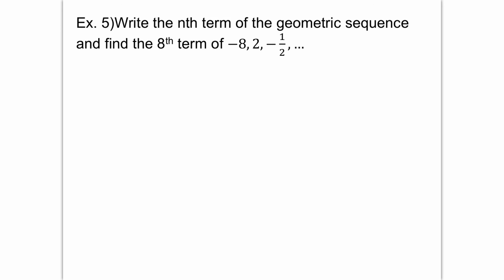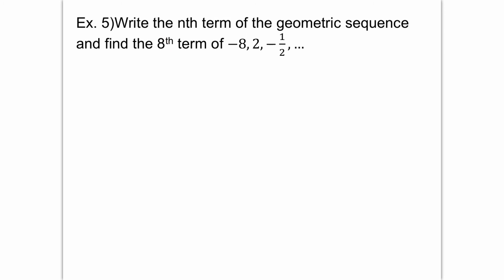So this one, we want to write the nth term of the geometric sequence, and we want to find the 8th term. So notice, first we have an integer, negative 8. Then we have a positive 2. And then we have a negative fraction, 1/2. And it keeps going and going. You can find more numbers, but we want the nth term, the actual formula, and the 8th term. So first, let's look for the nth term.